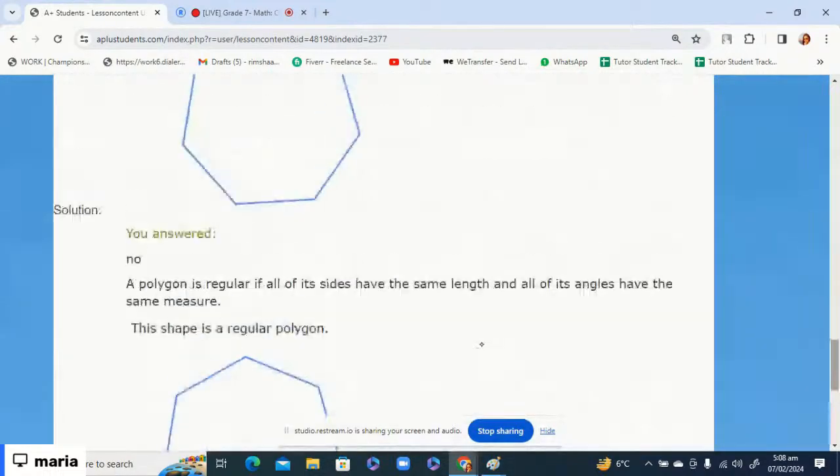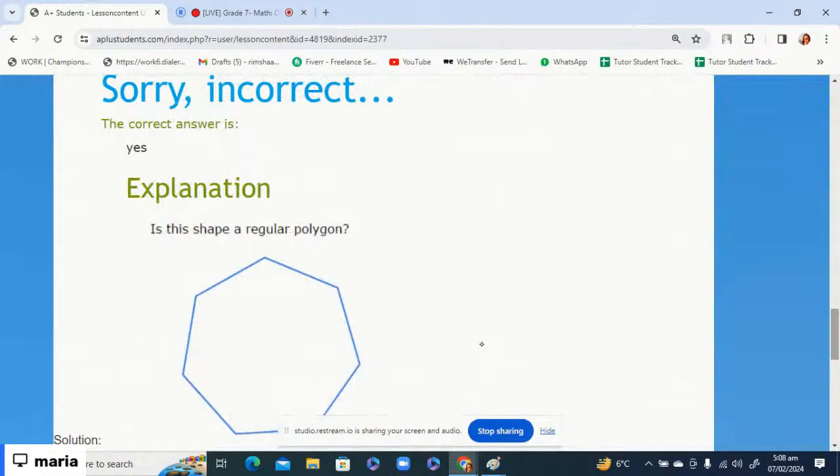No. Because look, 1, 2, 3, 4, 5, 6, 7. This is 7 sides. So we can say that all these are polygons, like triangles, hexagons, octagons, quadrilaterals, and pentagons are polygons. These are all polygons. Okay, so we can say that yes, this is a basically regular shape of the polygon.